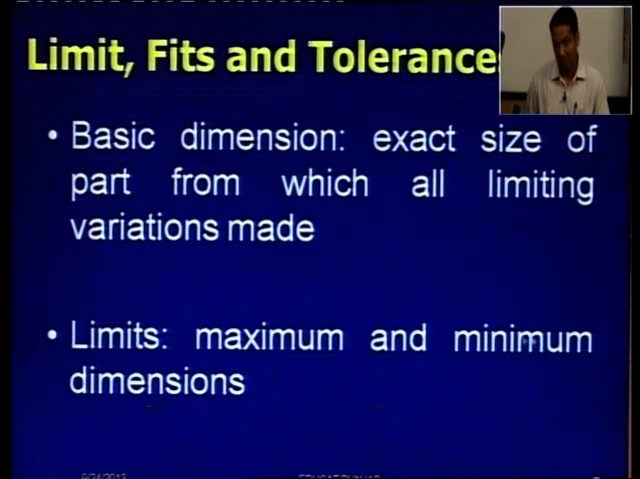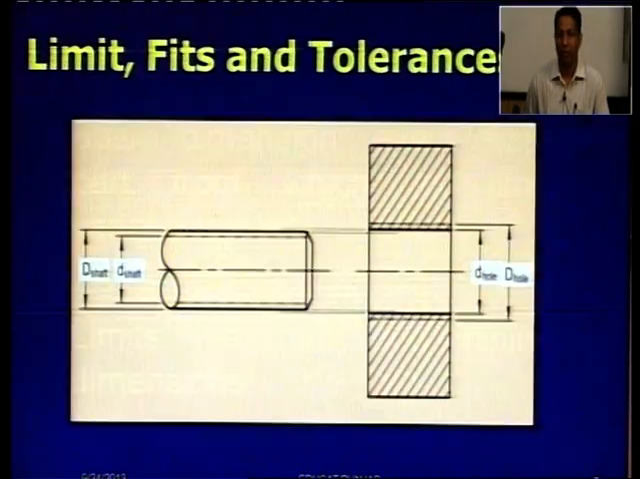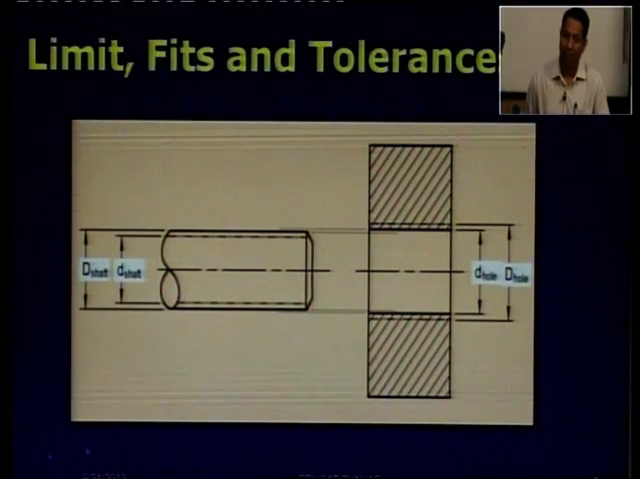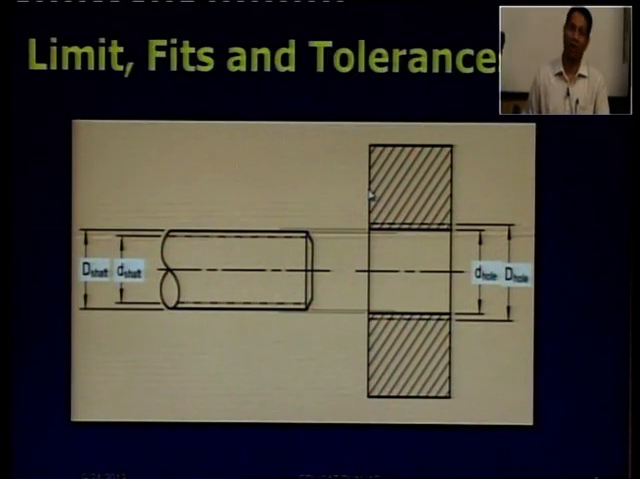Now limits, maximum and minimum limits, maximum and minimum dimensions. Which were they? 24.98 and 25.02 are the limits, maximum limit and minimum limit. I have taken one example regarding the limit, fit and tolerance.